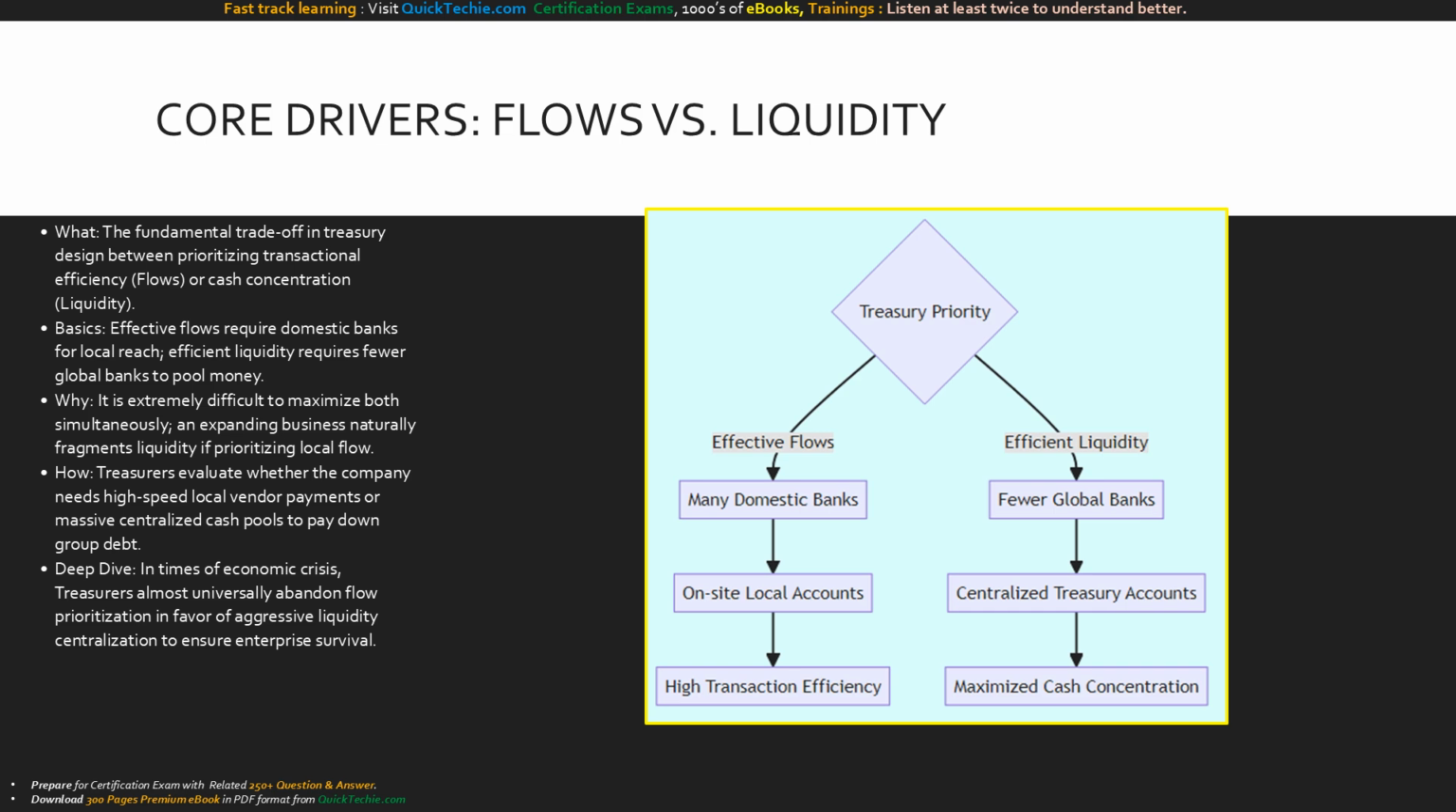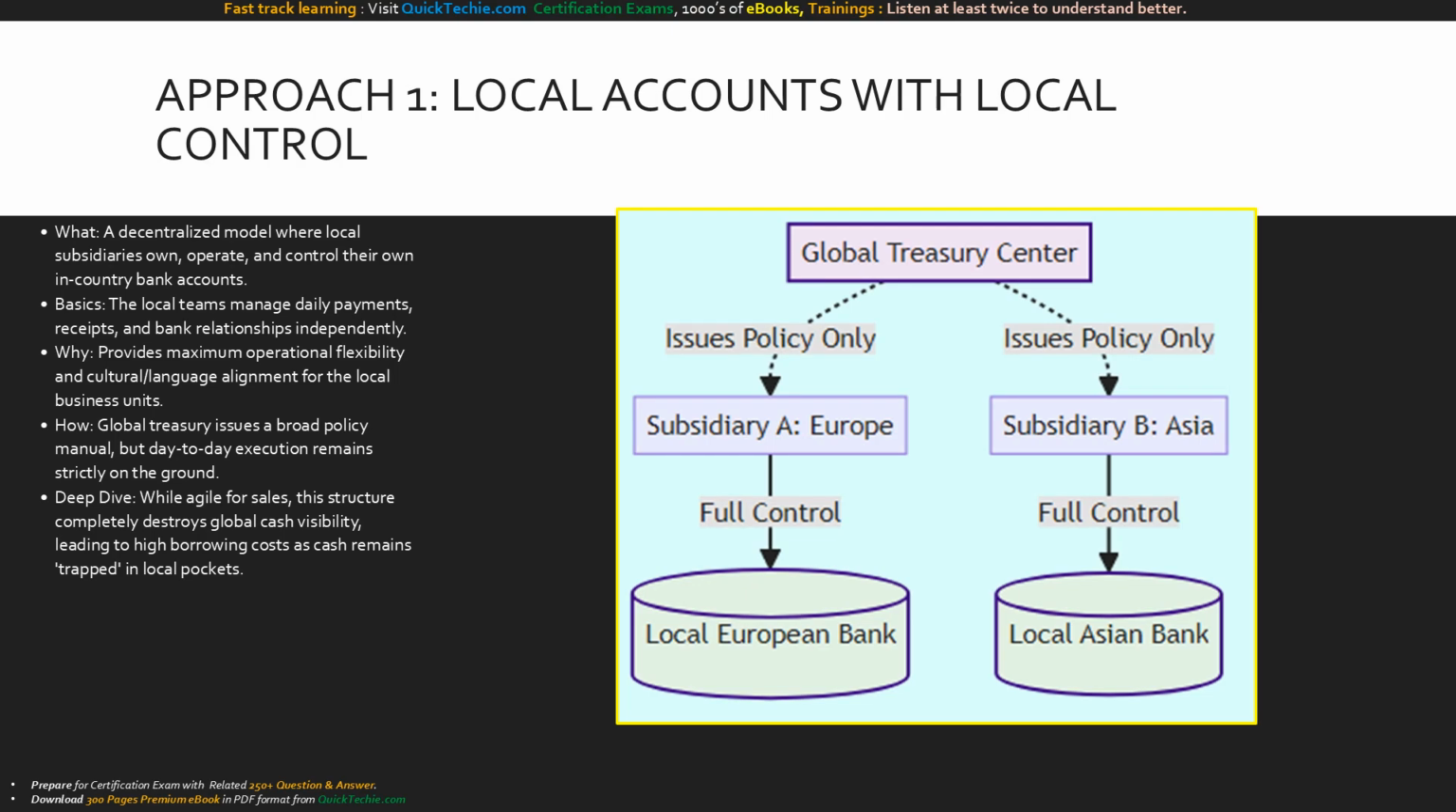This decision tree maps out the core drivers of account structure. Starting at the top diamond, the Treasury priority splits into two distinct paths. If you follow the left path to effective flows, it dictates a structure of many domestic banks and on-site local accounts, ending in high transaction efficiency. Conversely, the right path focuses on efficient liquidity, leading to fewer global banks and centralized Treasury accounts, which culminates in maximized cash concentration. As an architect of Treasury, you must consciously choose which path aligns best with your Chief Financial Officer's current strategic mandate.